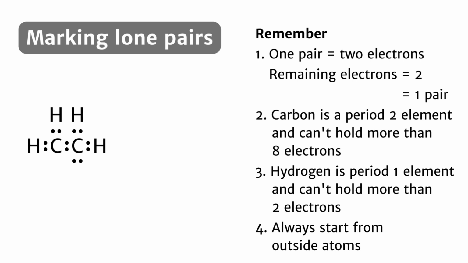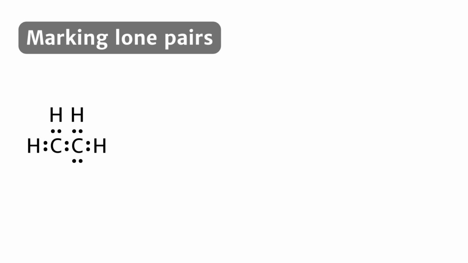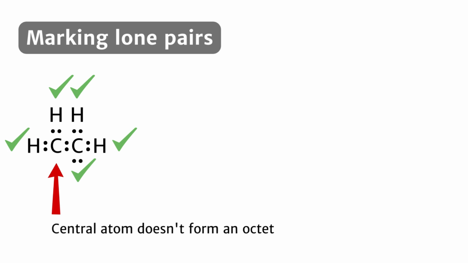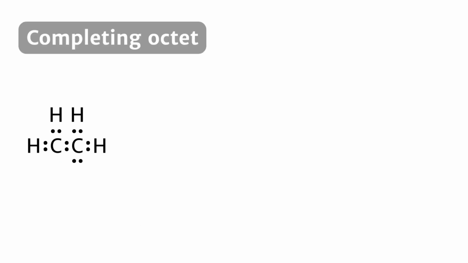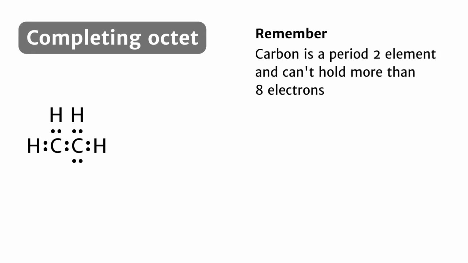For the 4 outside hydrogen atoms, the duet is complete, and for the right carbon atom, the octet is fulfilled. However, the central atom, left carbon, still doesn't satisfy the octet, so we will work on completing the octet for the central atom, left carbon. Once again, keep in mind that carbon is a period 2 element and cannot hold more than 8 electrons in its valence shell. The left carbon already possesses 6 valence electrons and requires 2 more to complete its octet.